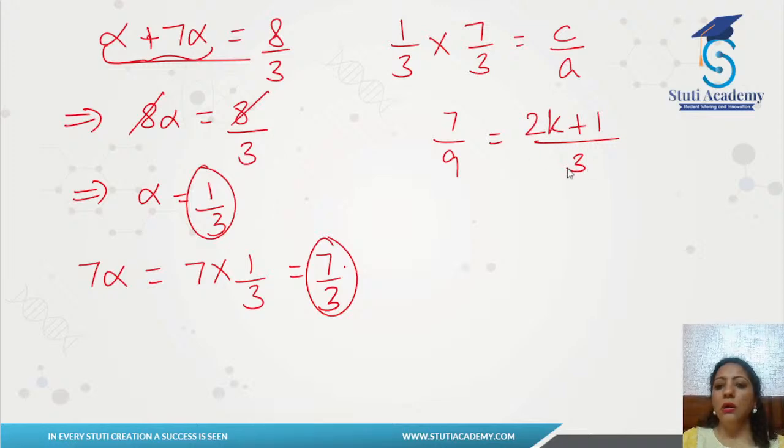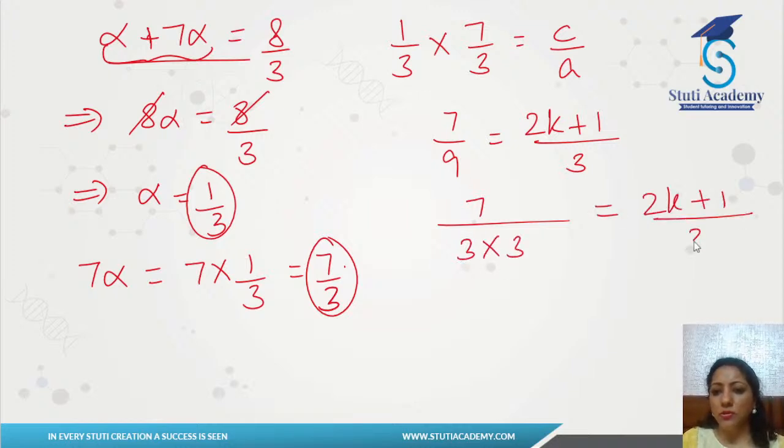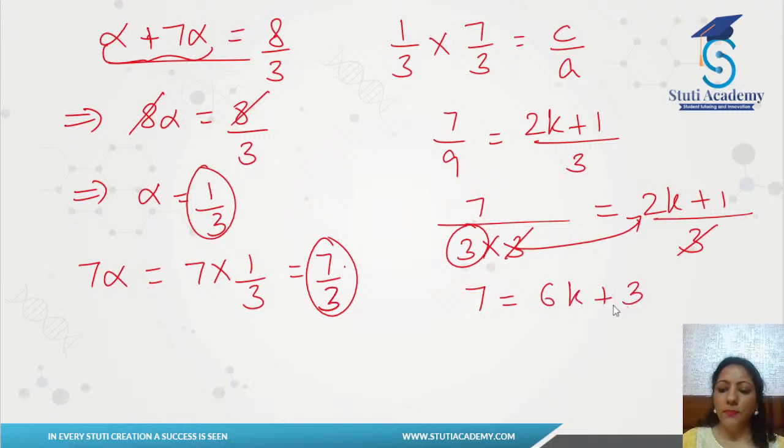Now, we can write this as 3 into 3. 9 can be written as 3 into 3. Then we have 2k plus 1 upon 3. One of the 3's will get cancelled, and this 3 I'm going to take on the other side and it will get multiplied. So we will have 7 is equal to 6k plus 3.